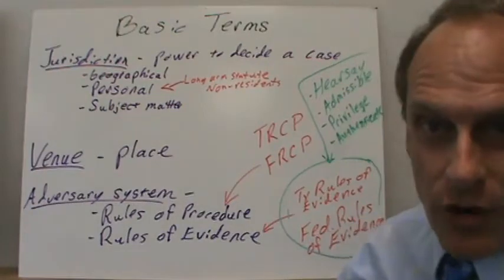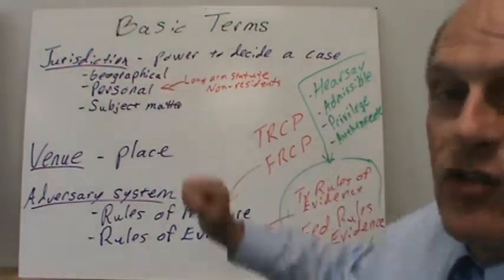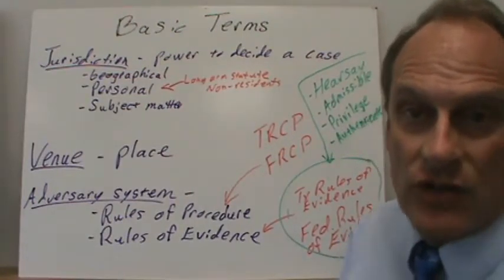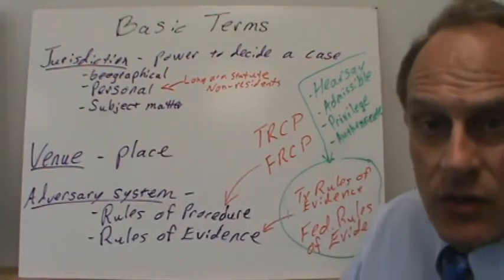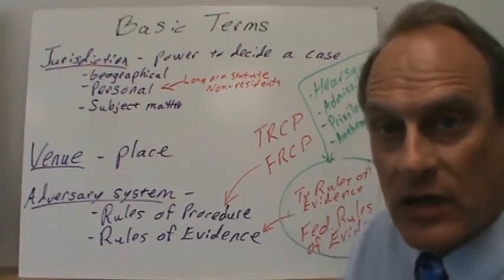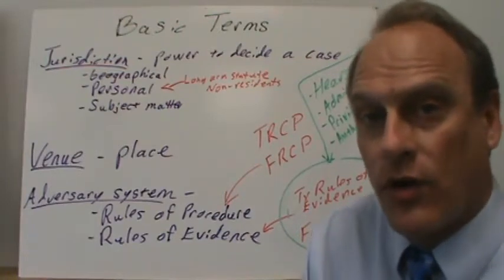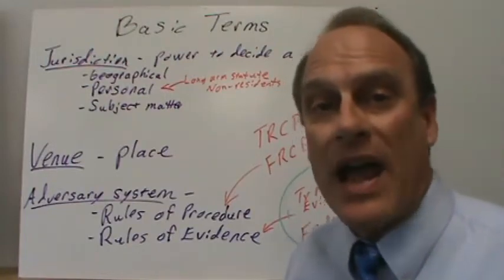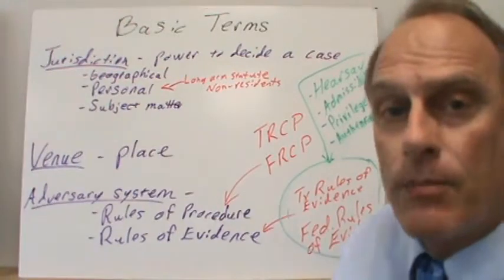Let's look at some basic terms. Jurisdiction. Jurisdiction is the power of a court to decide a case. And jurisdiction is broken down into several different aspects. The first of these is the geographical aspect of jurisdiction, that a court would only have power over things that happen within its geographical area. The next one is personal jurisdiction.